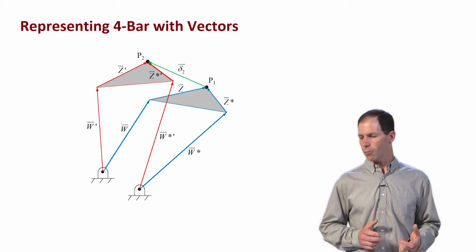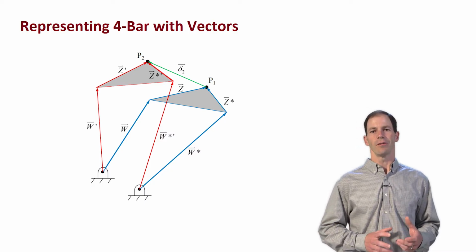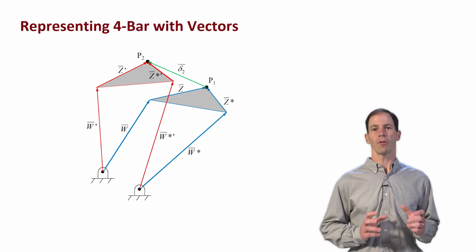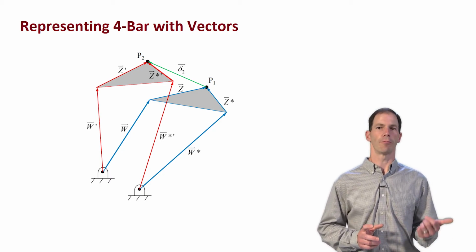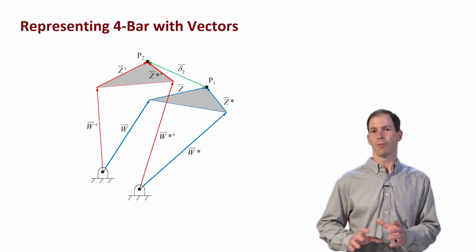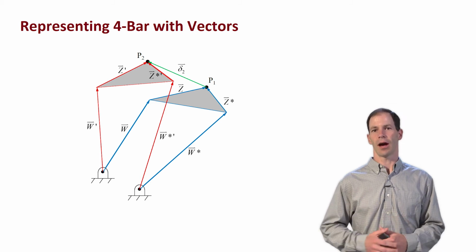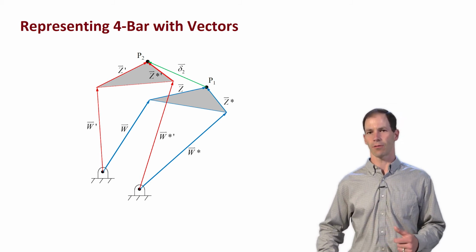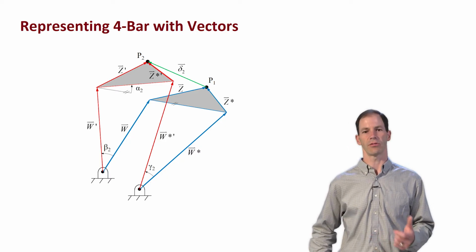Now, what we're going to want to do is start to form vector loops around this and use that for synthesis. I'm going to focus just on the W and Z vectors and then the W prime, Z prime. I'm going to forget about the star vectors for now, because we're going to find out that once we figure it out for one half of the mechanism, the other dyad ends up being identical. So once we can solve it for one side, we can solve it for the rest. So let me focus on the left side of this.